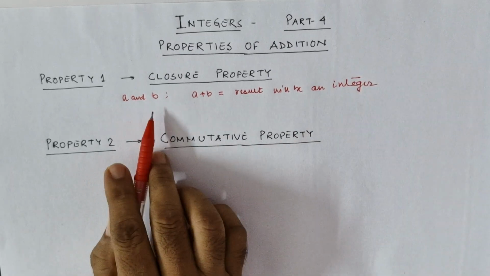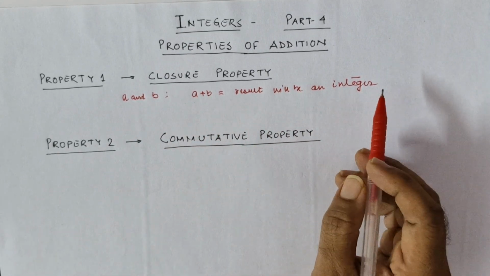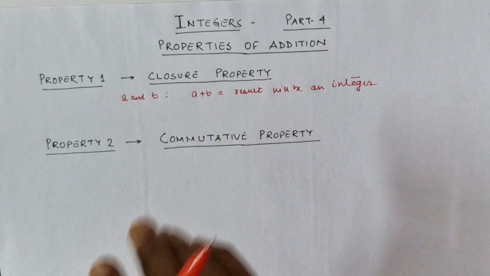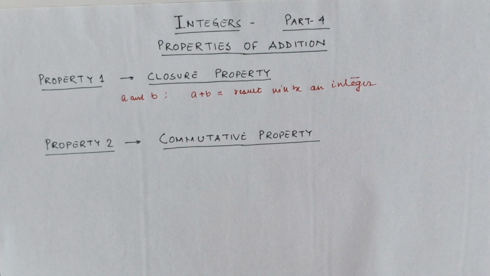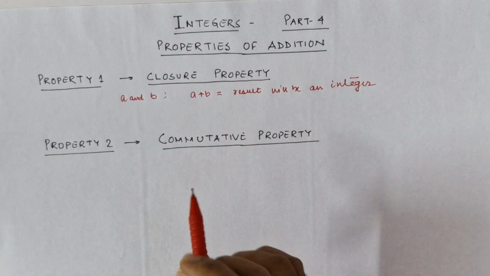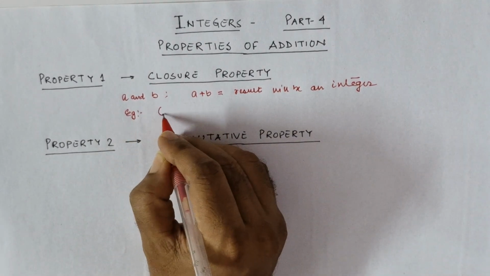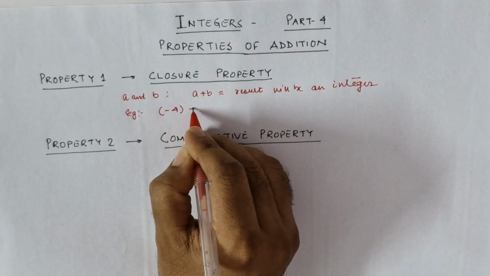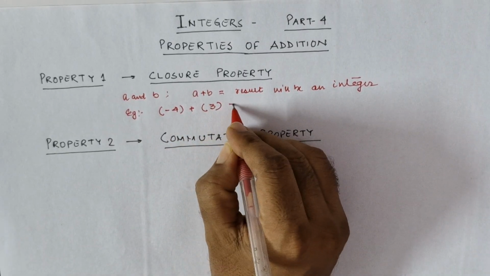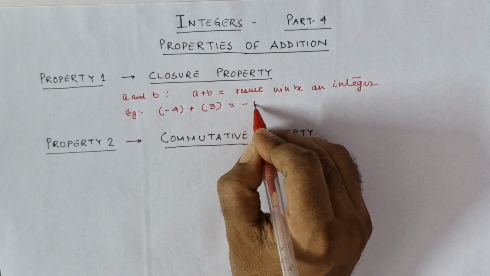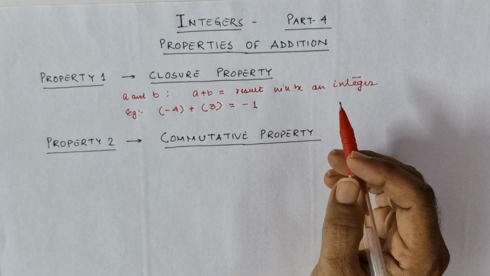So if A and B are two integers, then their sum will also result in an integer. So that is known as a closure property. Got it? So if A and B are two integers, then A plus B will also be an integer. So let's take an example. So let's take an integer like -4 plus, so we are adding 3, so it will result into -1. Obviously this -1 is an integer.